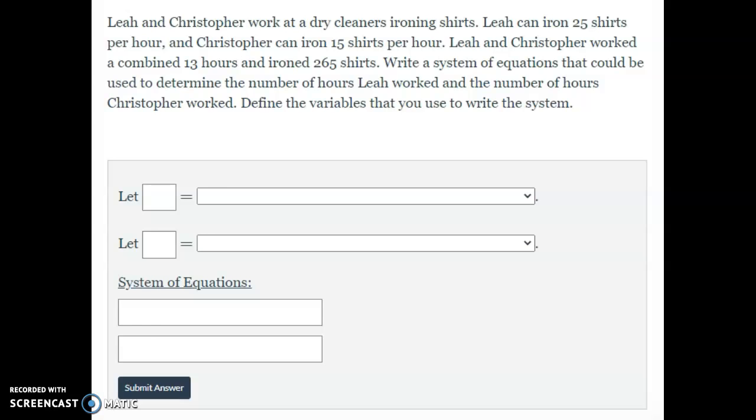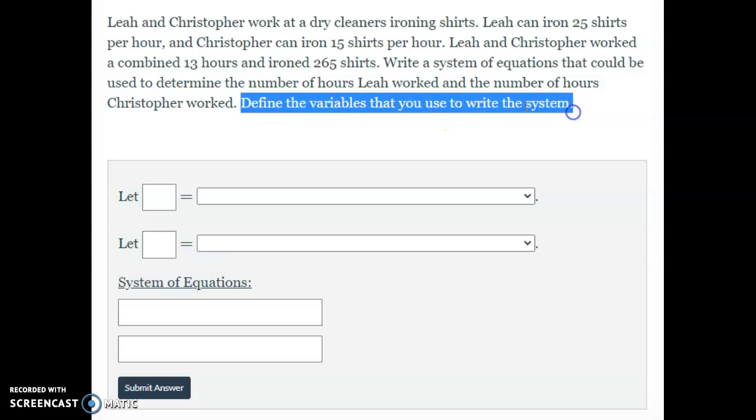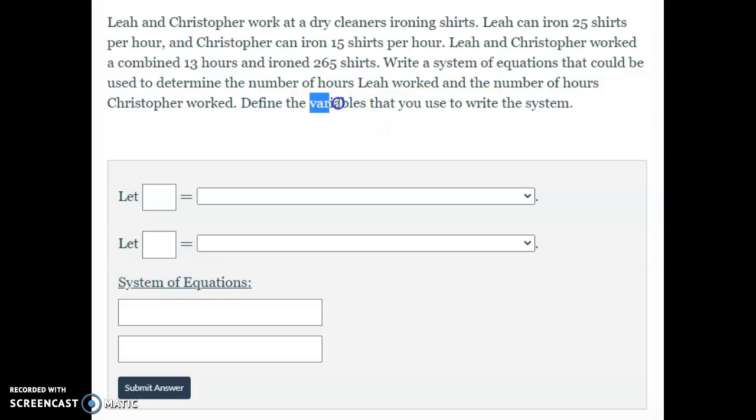And then this is one of the most important parts. It says define the variables that you use to write the system. So remember, the variable is going to be our unknown. If it's a system of equations, it looks like there's going to be two unknowns. And those two unknowns are how many hours Leah worked and how many hours Christopher worked. The unknowns are always going to be what it's asking us to look for. So those are the two things that we're trying to find.